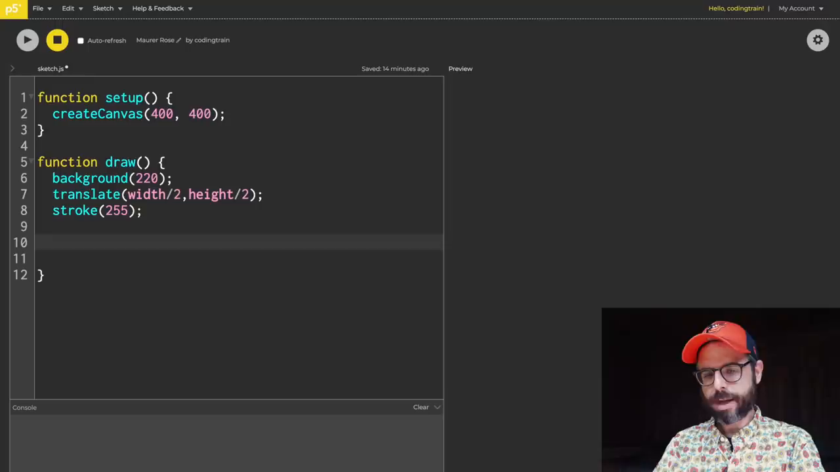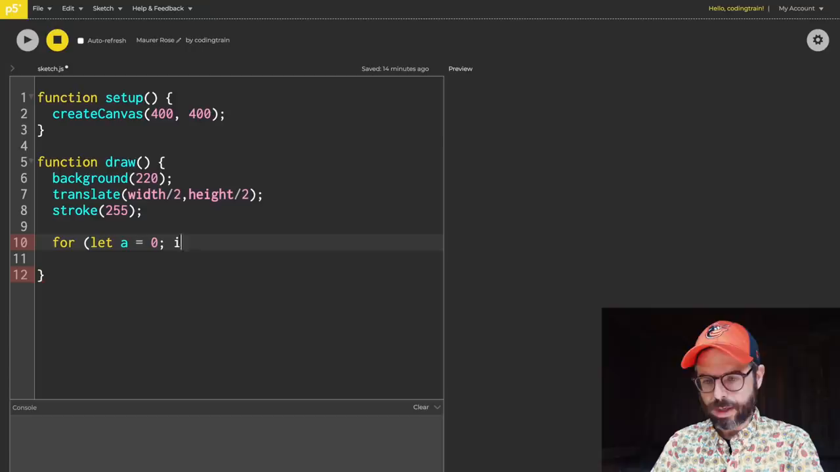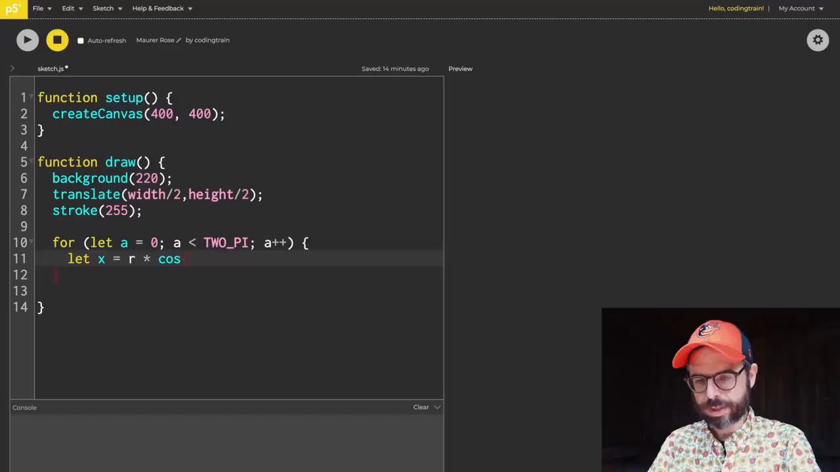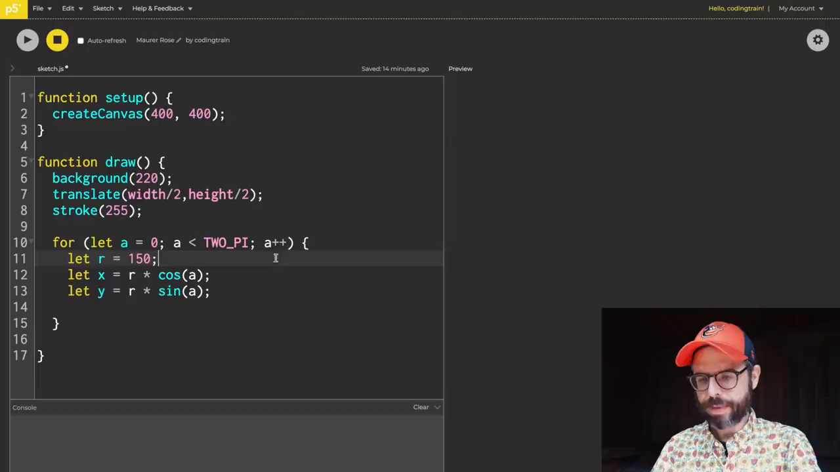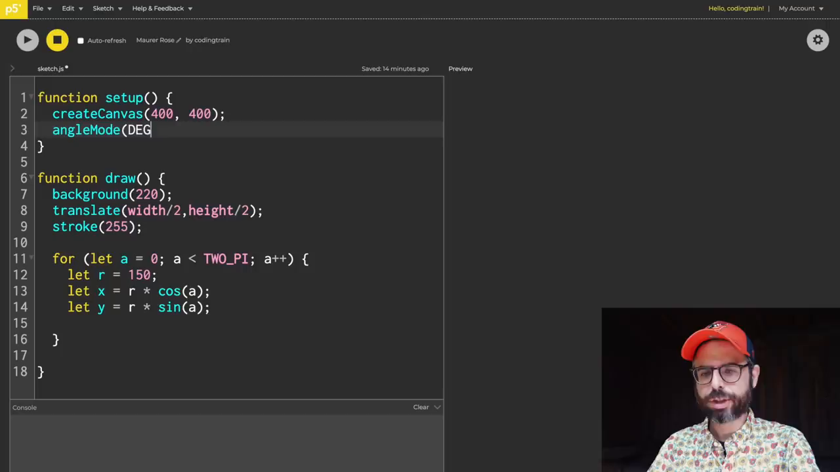For let a equals 0, a is less than 2 pi, a plus plus, and then x equals r times cosine of the angle, y equals r times sine of the angle. If I have an r, let's just say r is for right now 150, and let's use angle mode degrees. Let's just be simple. And set the angle mode to degrees.